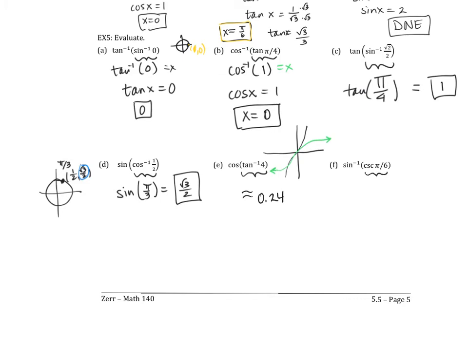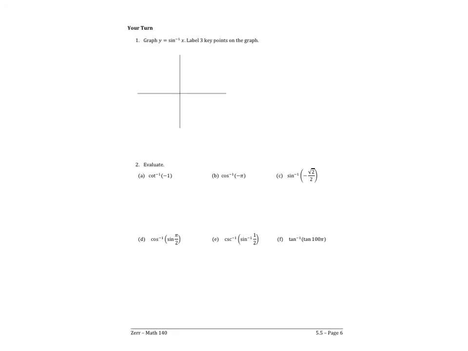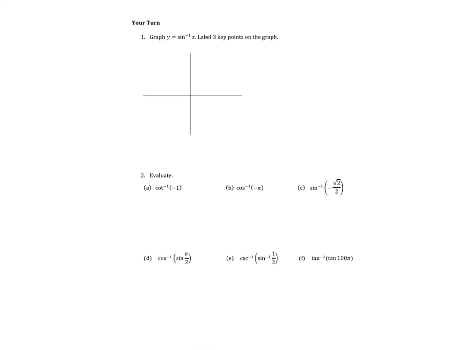Okay, let's see, cosecant of pi over 6. I don't have that one memorized, but it is on the unit circle, so we need to figure out the exact value here. Okay, let's see, sine of pi over 6, that is 1/2. So it's 1 divided by 1/2, which is 2. So now I'm taking the arc sine of 2, and that does not exist. Done.